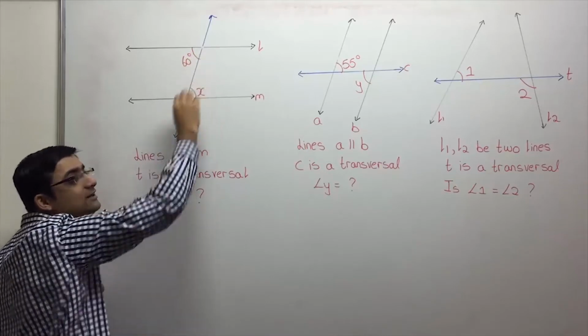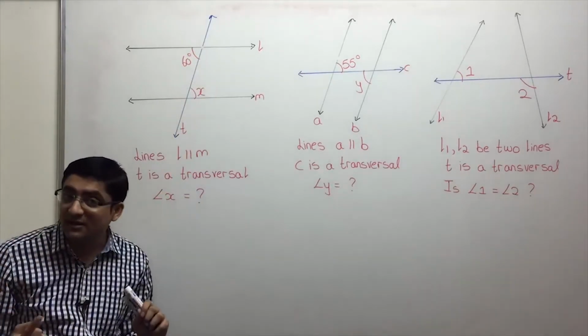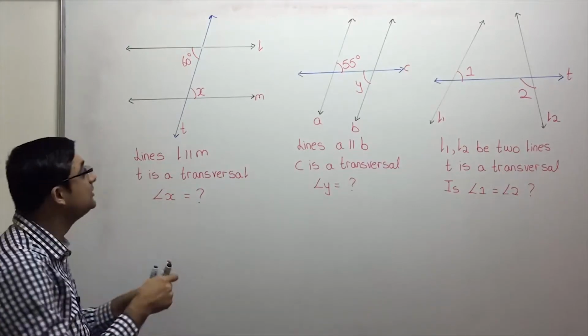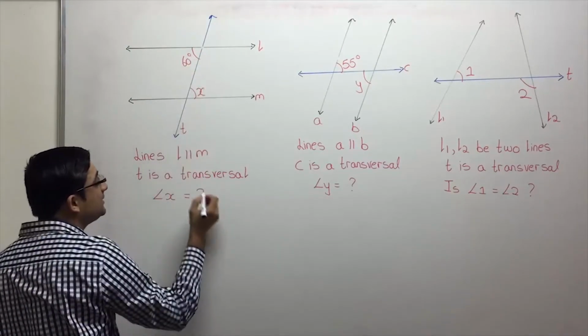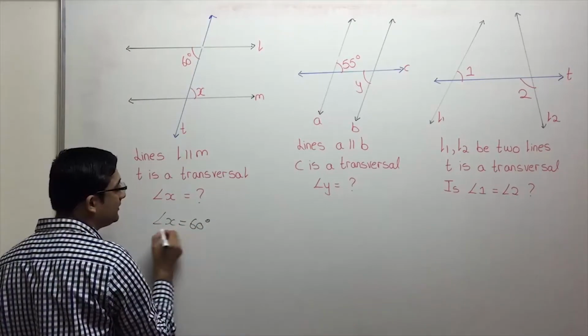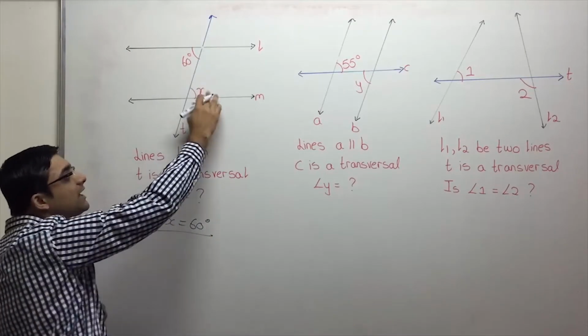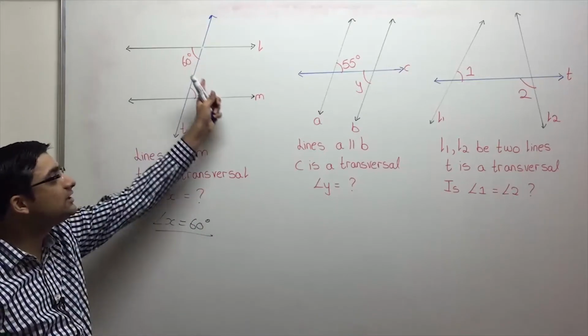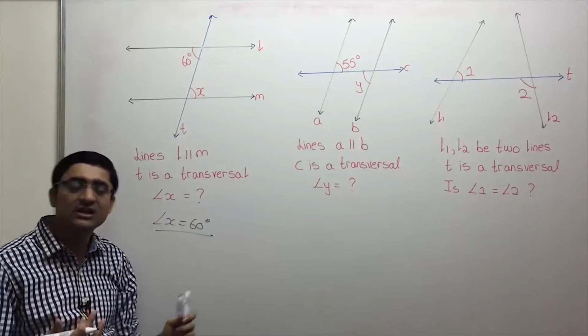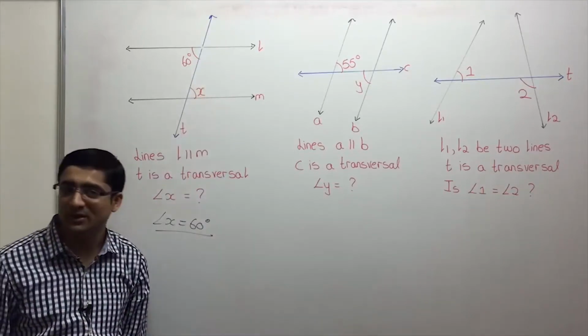So alternate interior angles. Now we know in the case of parallel lines, when we have a transversal, alternate interior angles are equal. So this angle is equal to this angle. So angle X is equal to 60 degrees. Right? So just get the relationship between the known angle and the unknown angle. These are alternate interior angles. In the case of parallel lines and transversal, alternate interior angles are equal. So these two angles will be equal.